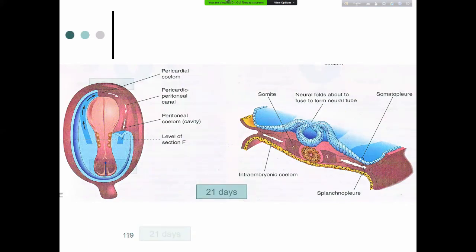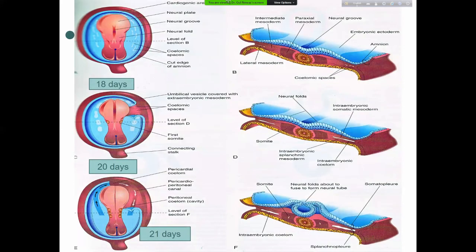In the next class, I will again discuss some of the events of the 3rd week, and then I will go to the 4th to 8th week. That is, I will finish the embryonic period, and then I will go to pharyngeal arches, pouches.